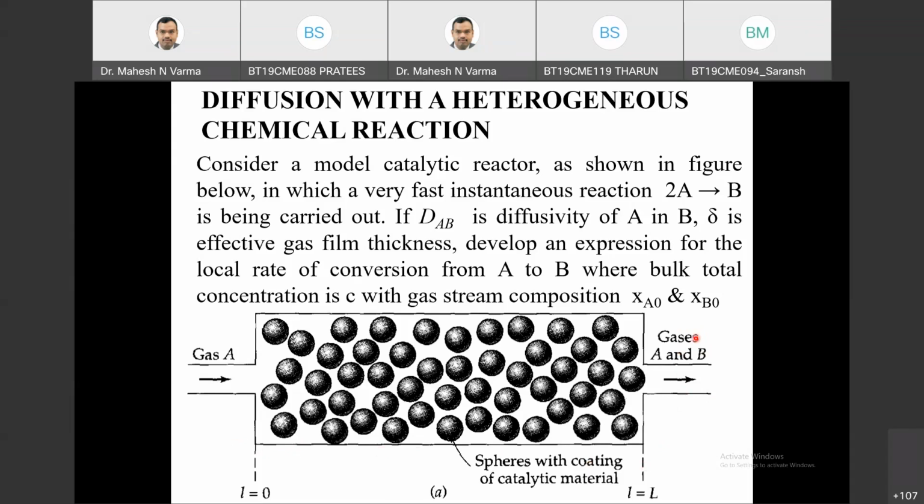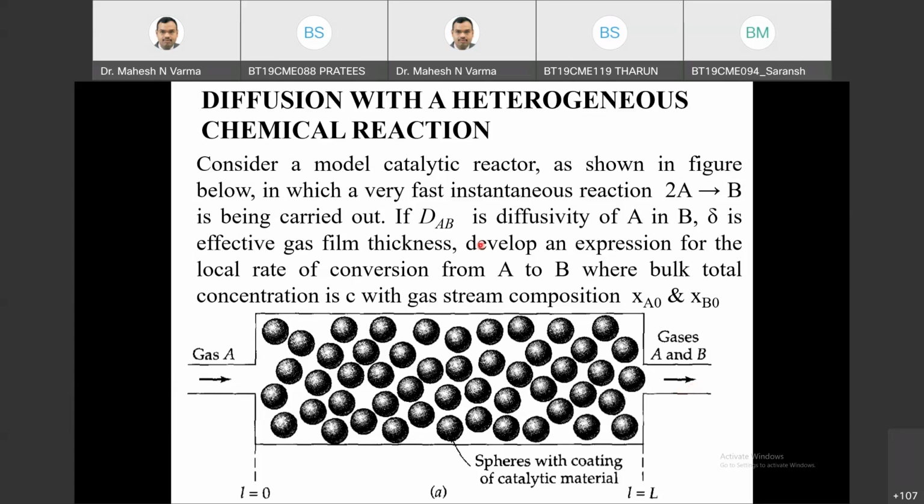So for this problem, we will be solving for stage 1 only. Stage 1 means around this particle, what will be the concentration profile and flux profile. The same problem you can extrapolate to get the final concentration of A and B. That is a very important problem, and being a chemical engineer, this is a very exciting problem also.